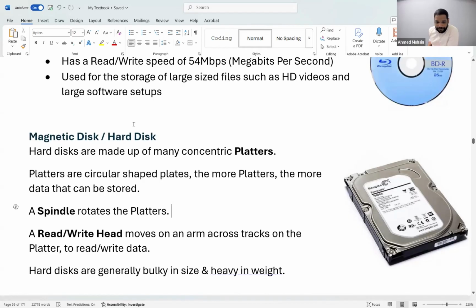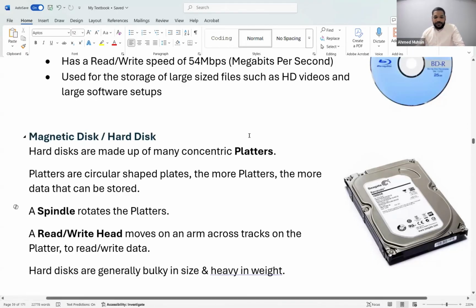Magnetic disk is your storage media. This is the technology, boys. And hard disk is your storage device. That's the actual device used to store your data. Okay?